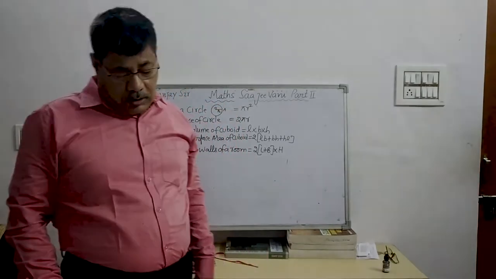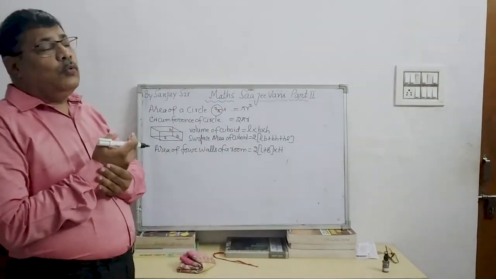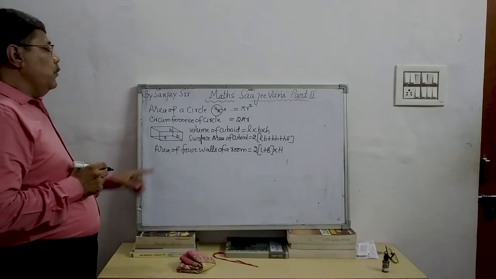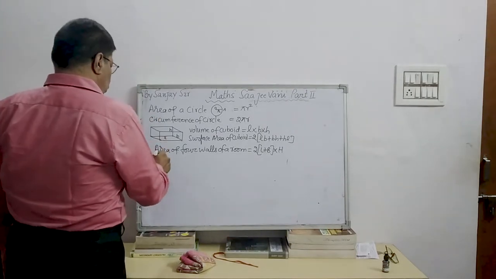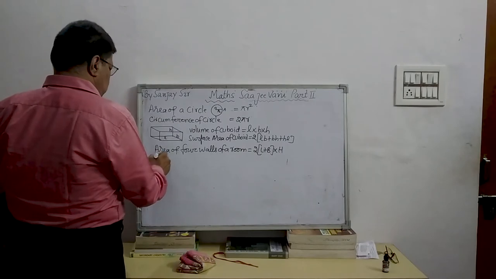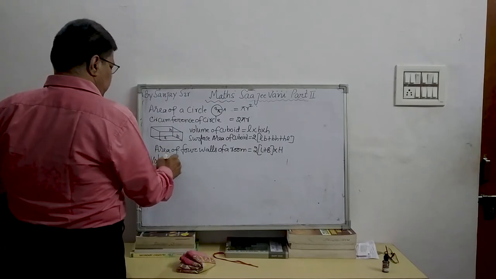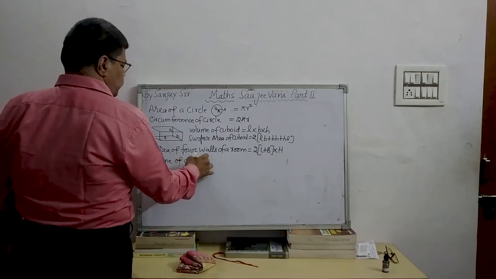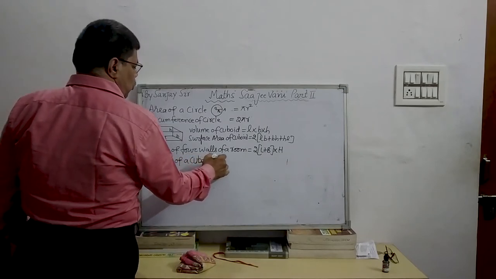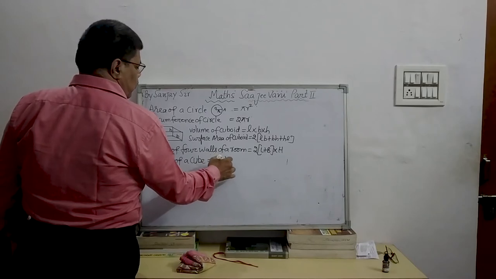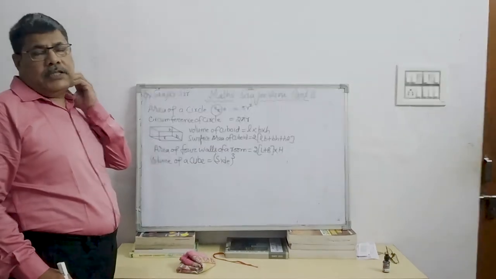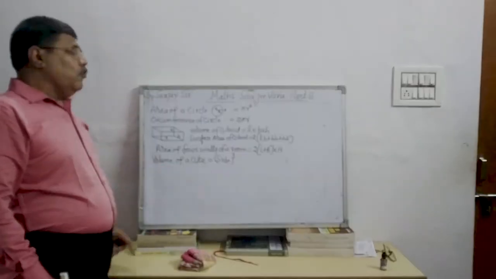Clear? Okay. Now coming to the cube. How will you find out the volume of a cube? Volume of a cube will be equal to side cube, side power 3. Because all sides are equal, you multiply all sides 3 times and you will get the volume.